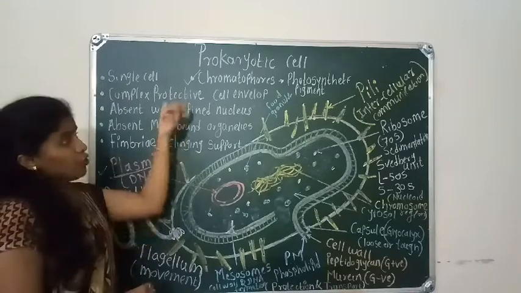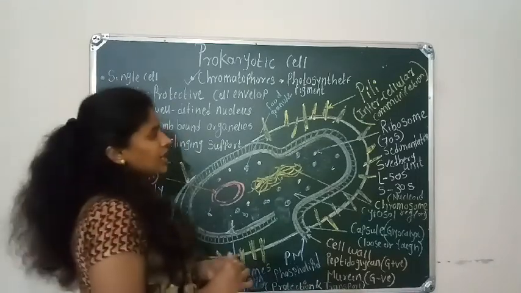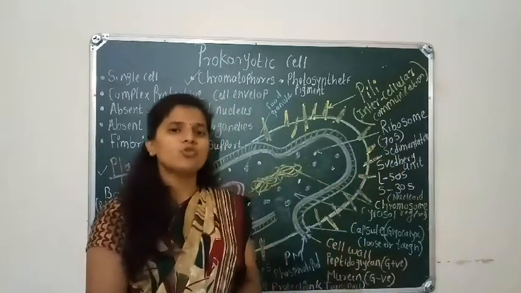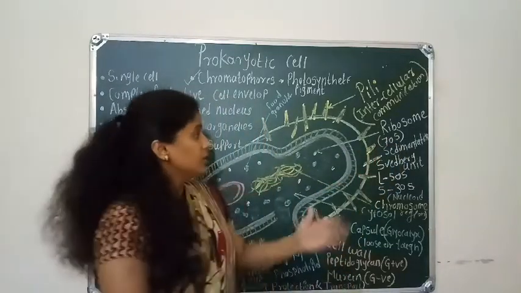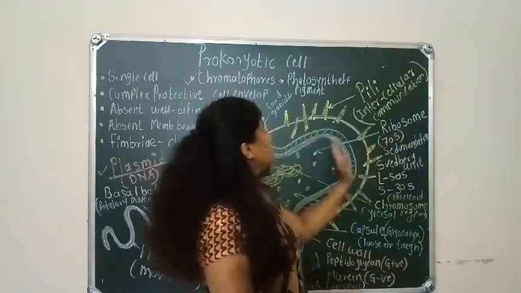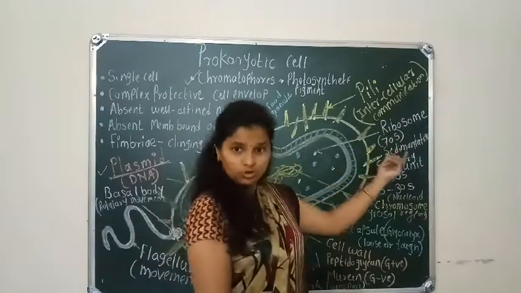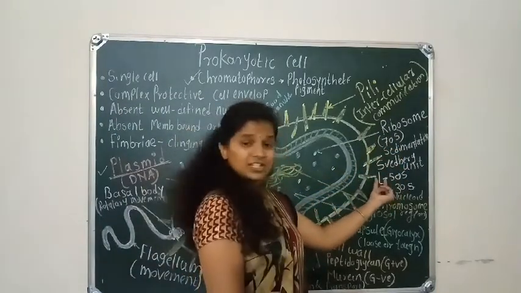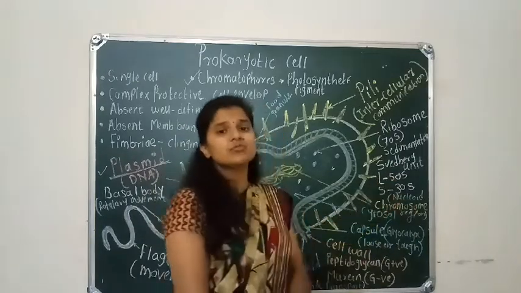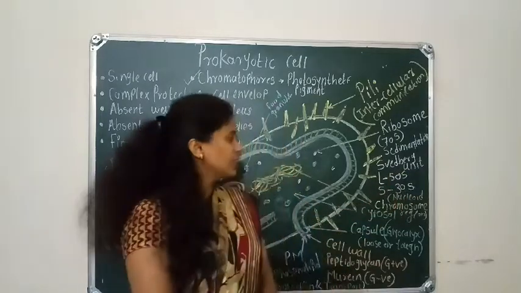The prokaryotic cell possesses ribosome, and as we know there are 70S ribosomes present in prokaryotic cell. Note that the 70S ribosomes are present in the prokaryotic cell, and the ribosome has two subunits. First is a large subunit and second is a small subunit. Large subunit is 50S and small subunit is 30S.